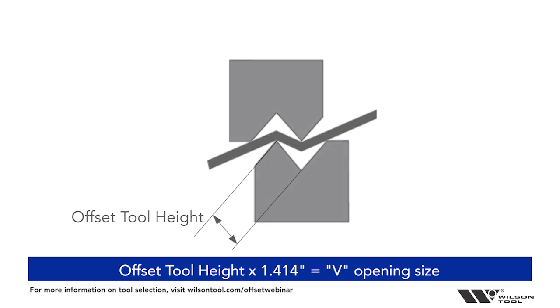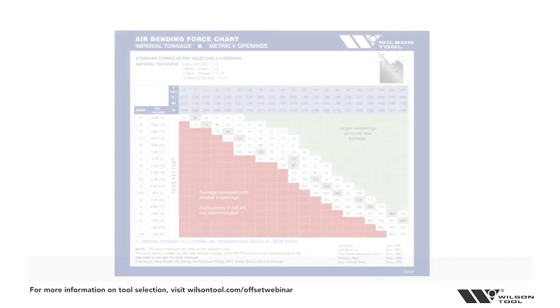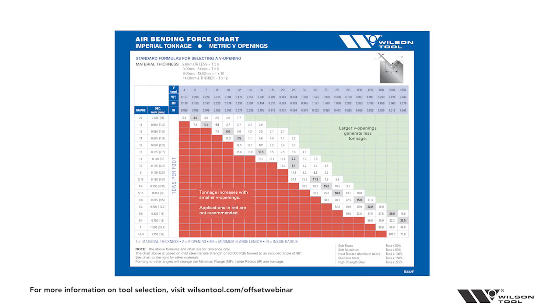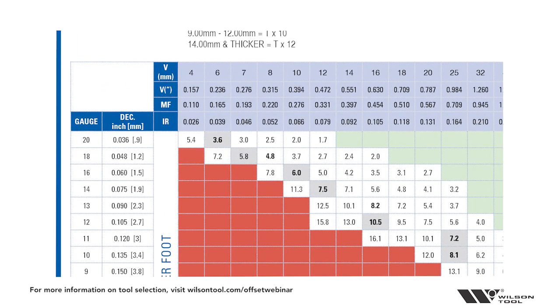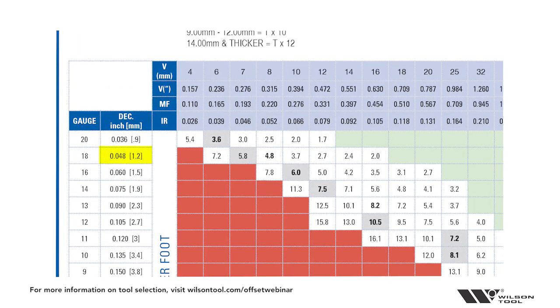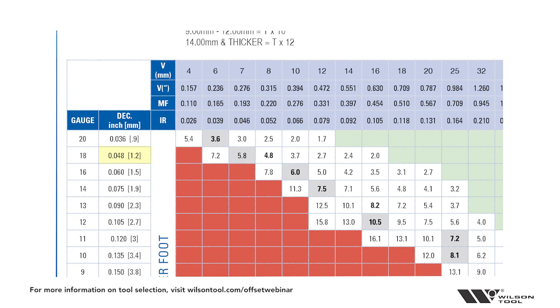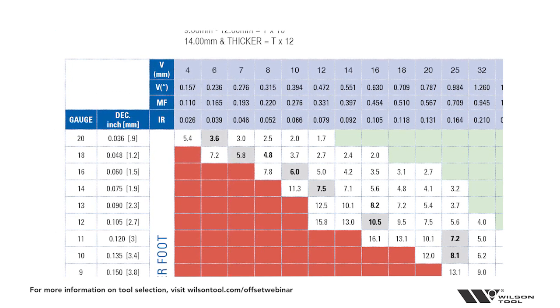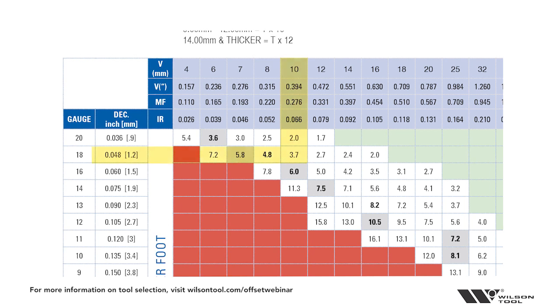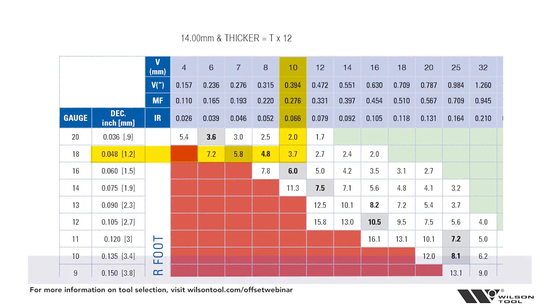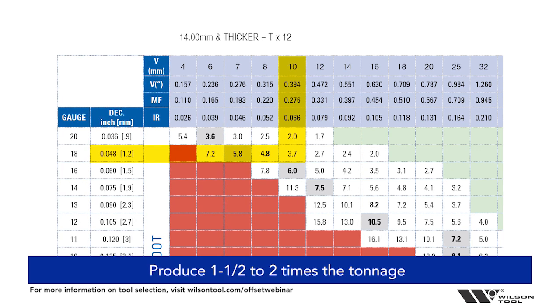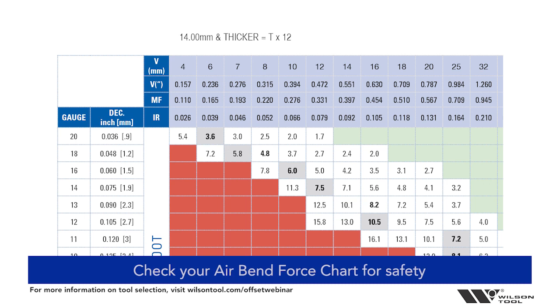What we're going to show you out in the shop, we're going to use a 313 offset tool. So we're going to calculate that out to be somewhat close to a 10 millimeter or a 394 V opening, and we're going to put 048 material into it. So I would go back to my airbend force chart, determine if I can put 048 material into a 10 millimeter V opening, and know that I'm going to produce 1.5 to 2 times the tonnage that's being called out on the chart. You'd want to do that quick test before we go out and bend.